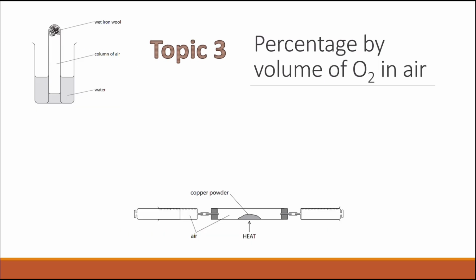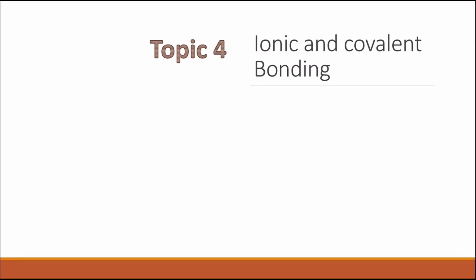Another topic that I always see in this exam is the calculation of the percentage by volume of oxygen in air. So they're going to provide you with an experiment and ask you a few questions about this experiment. Why did they use this? Or what is the best apparatus to use? Things like that. Ionic and covalent bonding is also one of the topics that will always be in the exam.